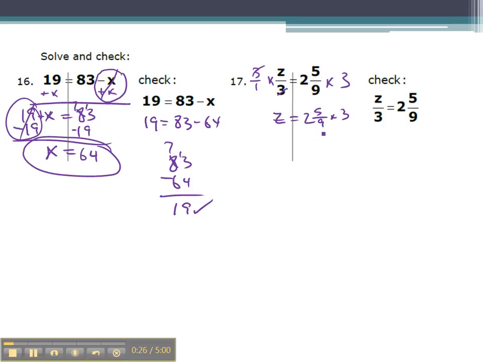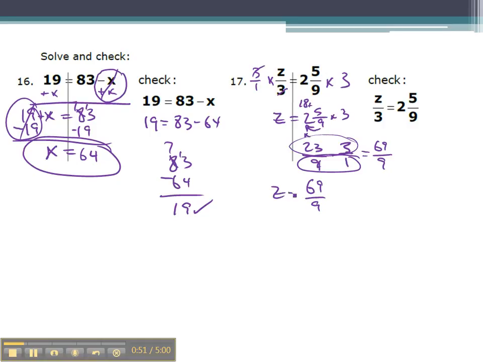Multiplying fractions, that's no problem. Top times top, bottom times bottom, so we need some improper fractions here. 9 times 2 is 18, plus 5 is 23 over 9 times 3 as an improper fraction would just be 3 over 1, because 3 divided by 1 is 3. And then we multiply top times top, that would give us 23 times 3 is 69, and 9 times 1 is 9, 69 over 9.